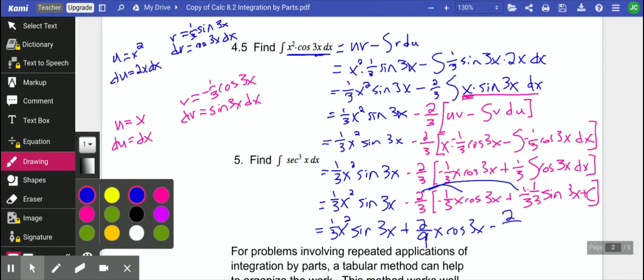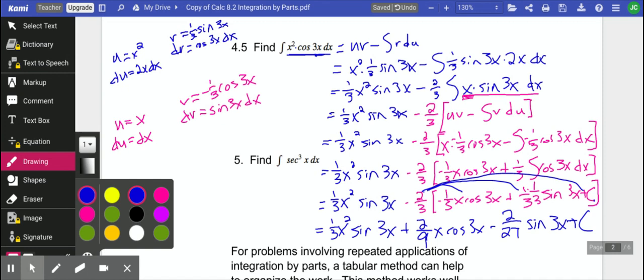minus 2/27 sine 3x. Technically, that's getting distributed to the c also, but we can just call that a different c. You know, if that's c1, we'll just call this one c2 or whatever. So it is still a constant. It's just a different constant than what it was before.